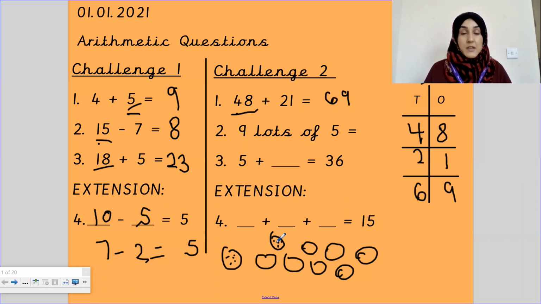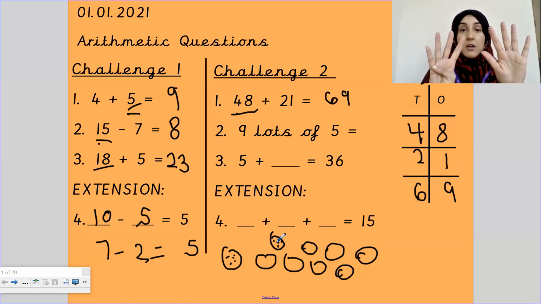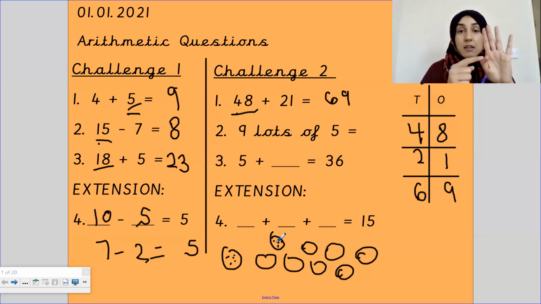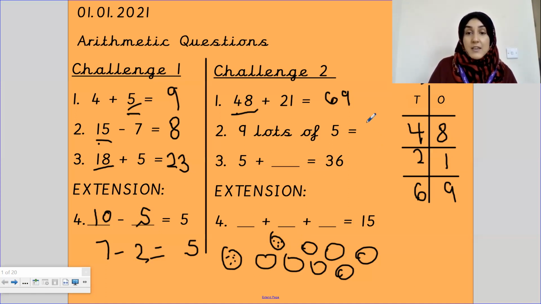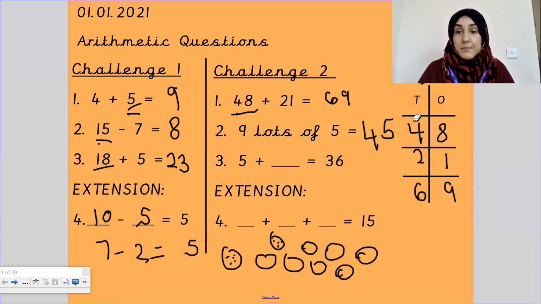So I'm going to use my fingers. I'm going to hold up 9 fingers and then I'm going to count in my 5s. So that's 5, 10, 15, 20, 25, 30, 35, 40, 45. Well done. So 9 lots of 5 equals 45. Fantastic. Let's just rub out so you don't get confused.